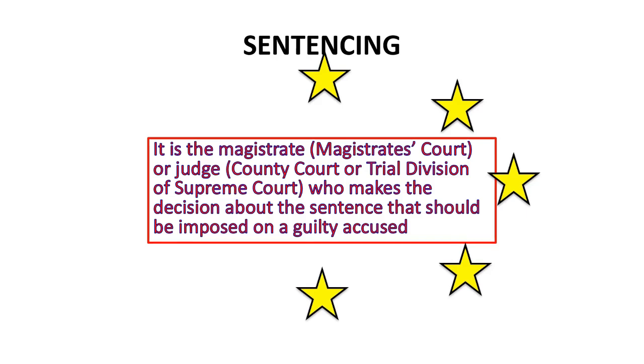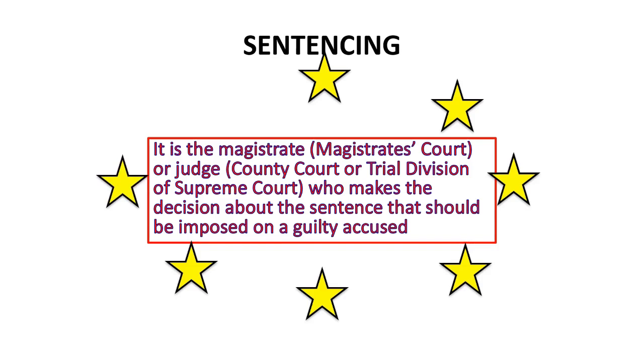If the case against the accused is heard in the county court or the trial division of the Supreme Court, as where the offence is an indictable offence, and the accused pleads not guilty, then the judge will decide the sentence that is to be imposed on the accused if and only if the jury has first decided that the accused is guilty of the offence.